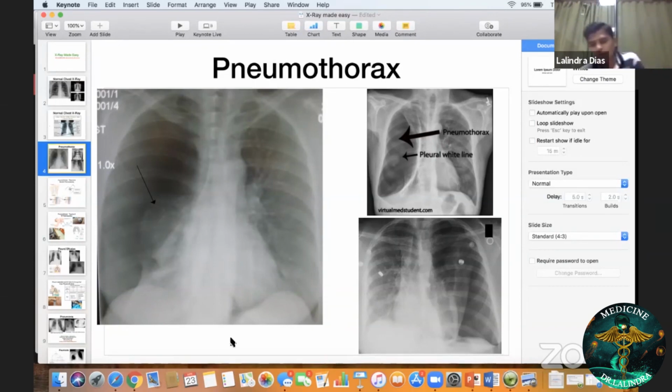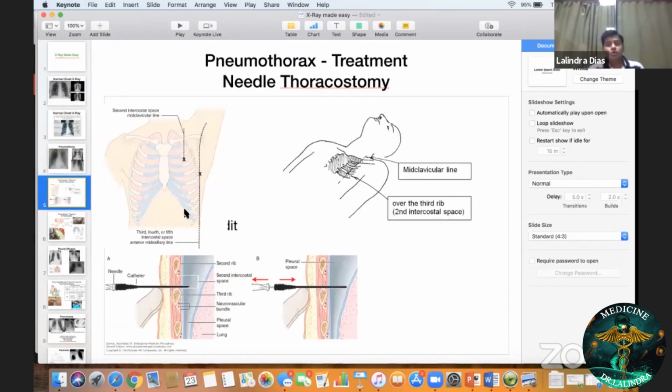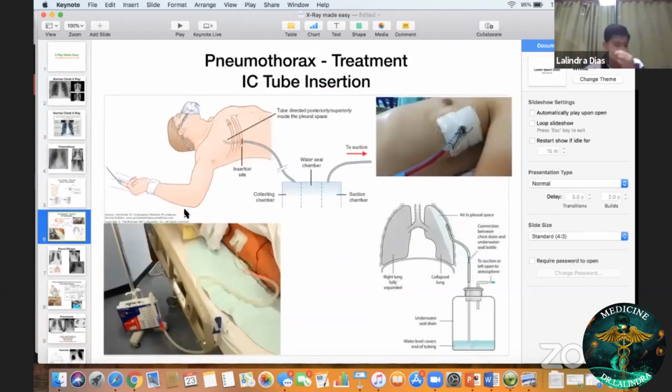And the treatment of pneumothorax and how to identify it on chest X-ray, I taught you increased black shadows and the lung markings will be collapsed. Then I taught you how to do the needle thoracostomy and then how to connect to an IC tube, intercostal tube drainage with underwater seal.